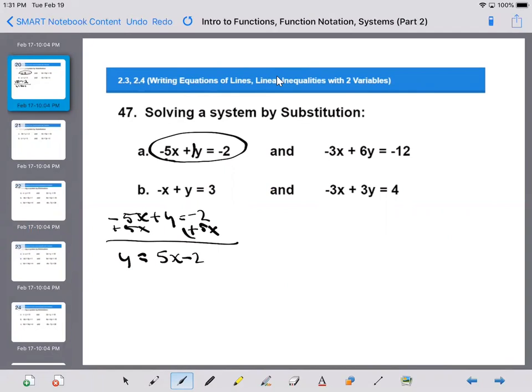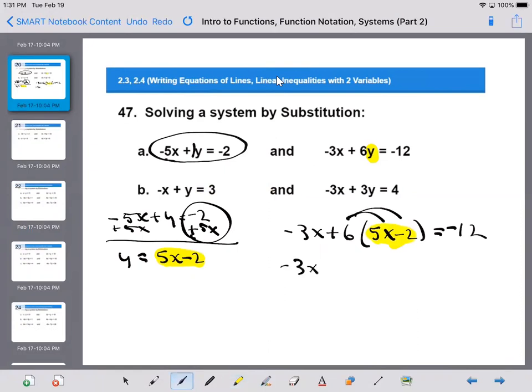Remember, you cannot combine those. Those are not like terms. So wherever I see a y over here, I'm substituting 5x minus 2. So negative 3x plus 6 times 5x minus 2 is equal to negative 12. So remember, I solved for y, and notice 5x minus 2 shows up over here for y. So negative 3x, distribute, plus 30x minus 12 equals negative 12.